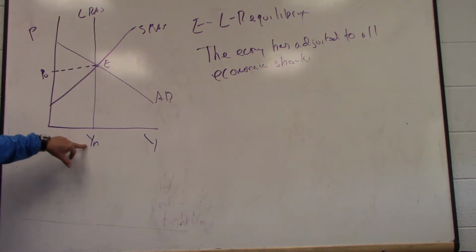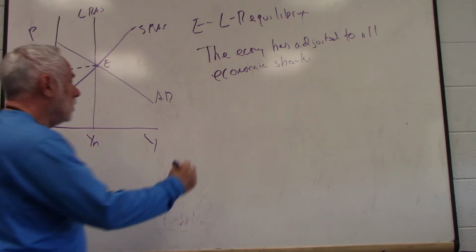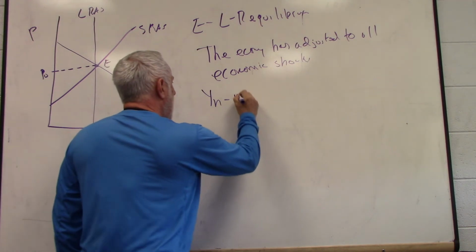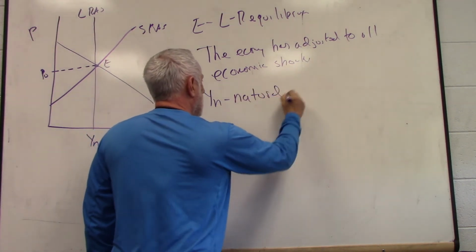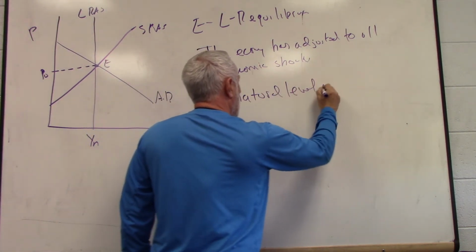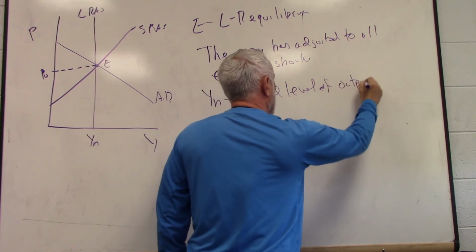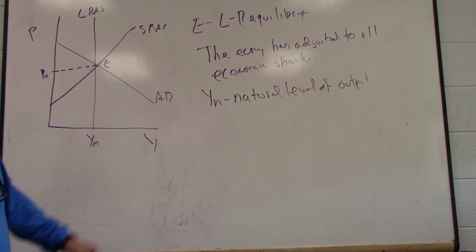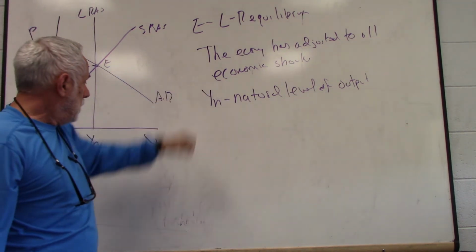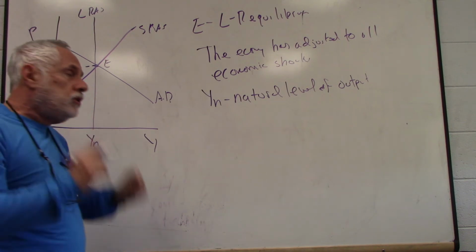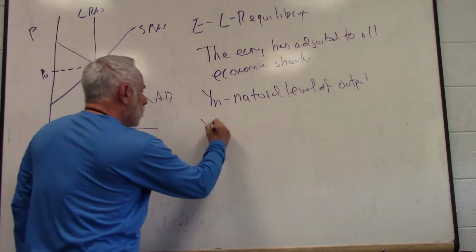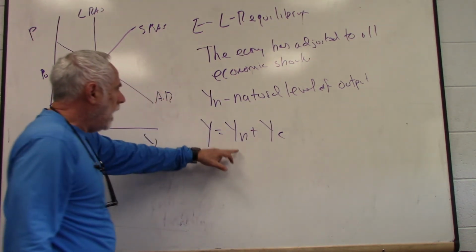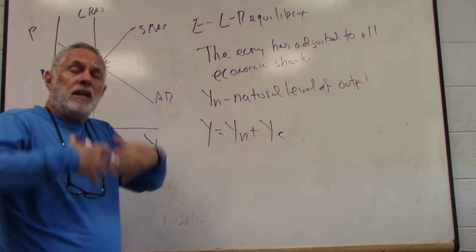So, this Yn is called the natural level of output. Yn is the natural level of output. Okay. And this is when the economy fully adjusts to all economic shocks. The economy will be at Yn. But what we do is we divide output Y into Yn plus Yc. So Yn is the natural level of output, or where the economy is moving towards.